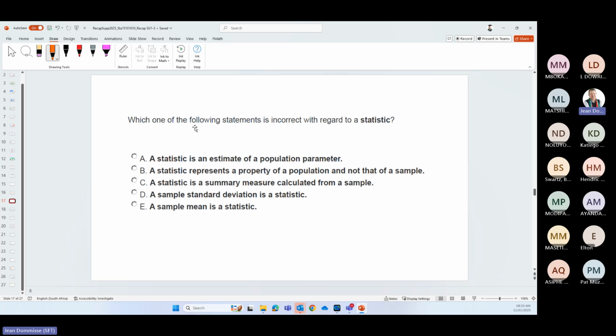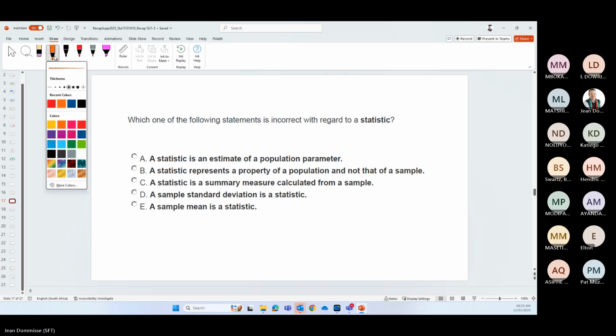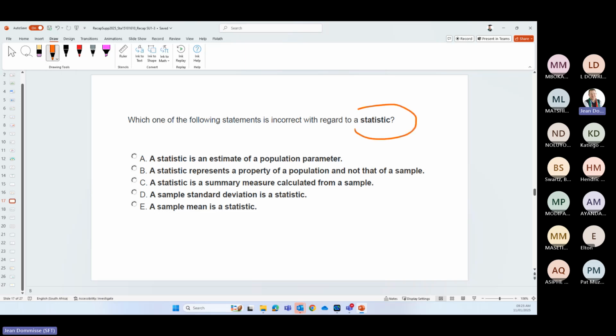So this one again I specifically included because of a statistic. So statistic we know goes with sample. Okay, so that's the first thing I will note for myself when I see a question like this. Which one of the following statements is incorrect with regard to a statistic? So a statistic is an estimate of a population parameter. Okay, so now we go to population parameter.